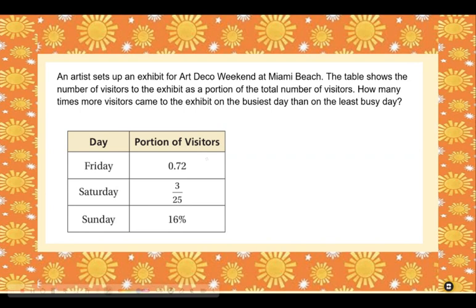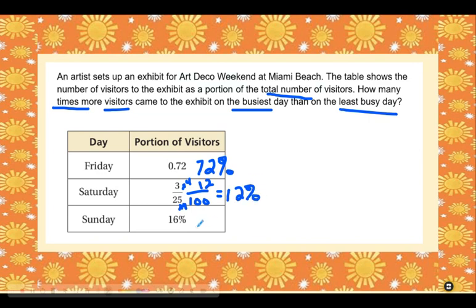Okay, here is a word problem. An artist sets up an art exhibit, Art Deco weekend for Miami Beach. The table shows the number of visitors to the exhibit as a portion of the total number of visitors. How many times more visitors came to the exhibit on the busiest day than on the least busiest day? Okay, so I see Friday is 72%. Saturday, I can turn it into a percent. 25 times 4 is 100, so 3 times 4 is 12. That's 12%. And then Sunday is 16%.